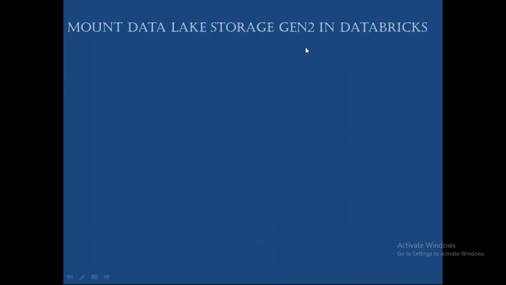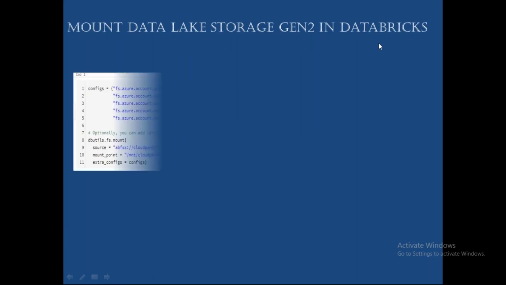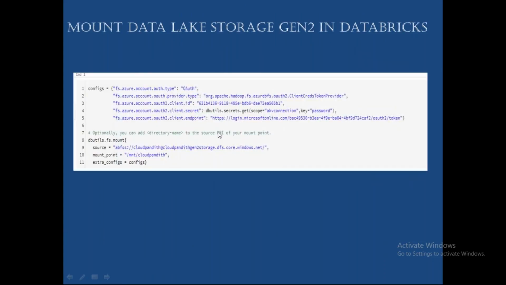Let's move on. See now, mount Data Lake Storage into Databricks. So this is how we have mounted, right? We have given the application ID here, then here our secret name. This is your scope name, this is your secret name. Then here you can see this is our directory ID. Directory ID and application ID we provided directly, but the secret we are reading from the Key Vault.